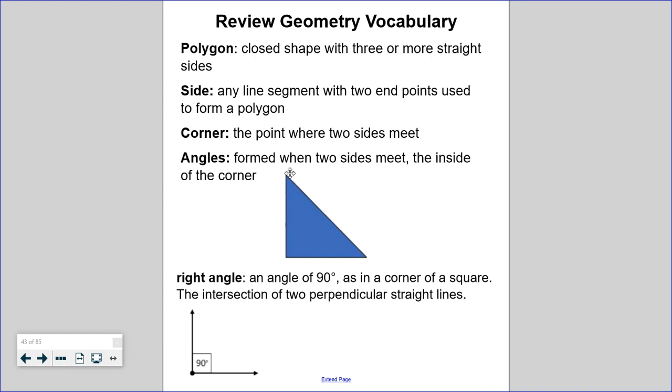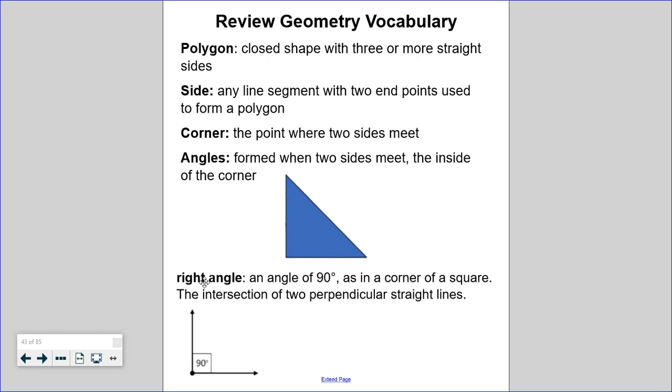A corner is the point where 2 sides meet. Angles are formed when 2 sides meet, and angles are the inside of the corner. So this here is a corner. But then this angle inside, the space inside, that's the angle. That's the inside of the corner.